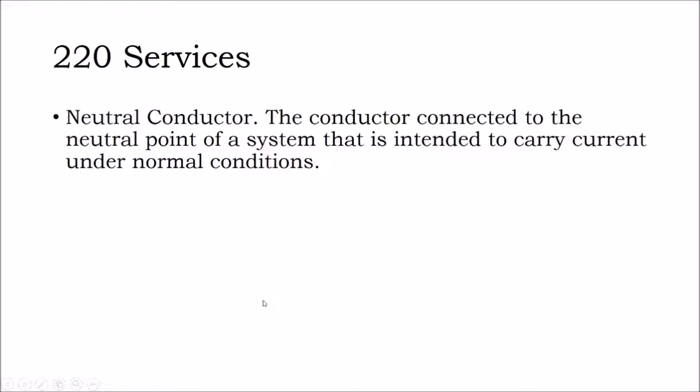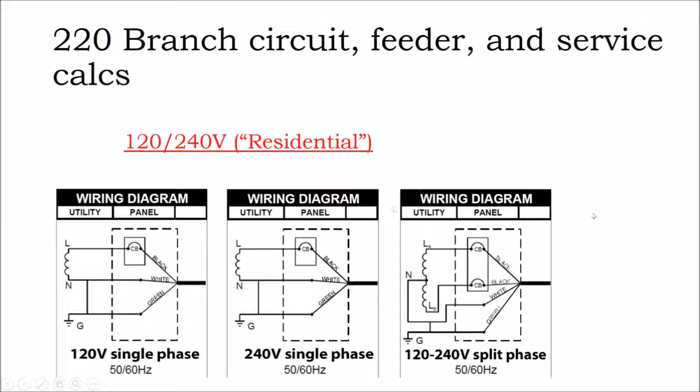So we've talked about what a neutral conductor is. This says it's the conductor connected to the neutral point of the system that is intended to carry current under normal conditions. So the neutral conductor is a current carrying conductor. It is intended to carry current. The equipment ground conductor that connects all the metal parts together on your building is not intended to carry current. The neutral conductor is intended to carry current under normal operating conditions.